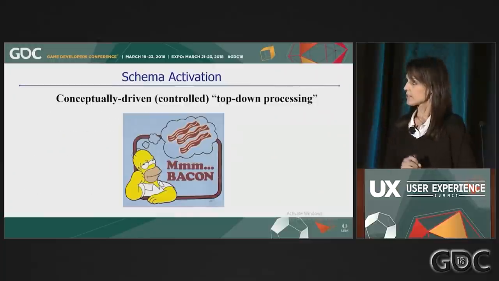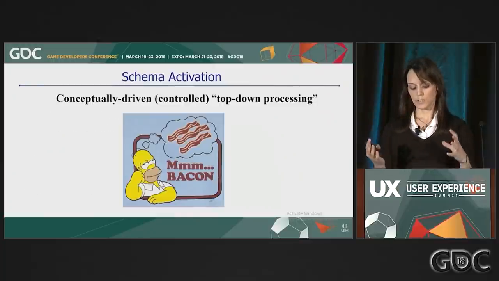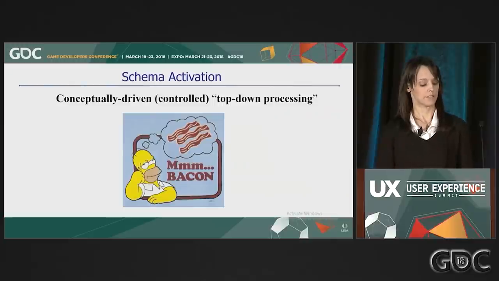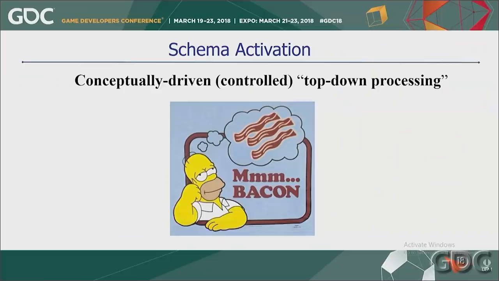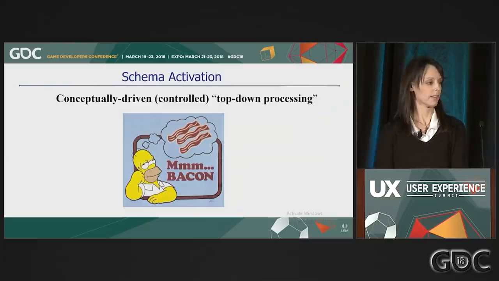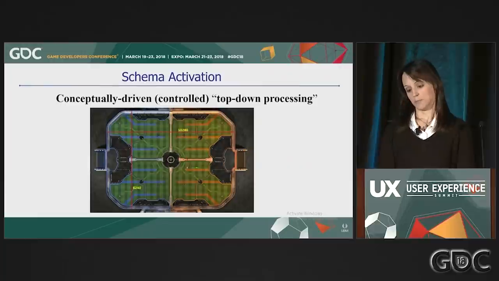So in cognitive science, we work through schemas and activate them in different ways. One is through what's called conceptually driven schemas, and this is known as top-down processing. Here we see Homer deliberately invoking his mental framework of bacon, which of course is delicious, and I hope you're all not thinking about bacon and can instead stay with me here as I continue to talk about schemas and not talk about bacon. And strategy is another good example of this as well.